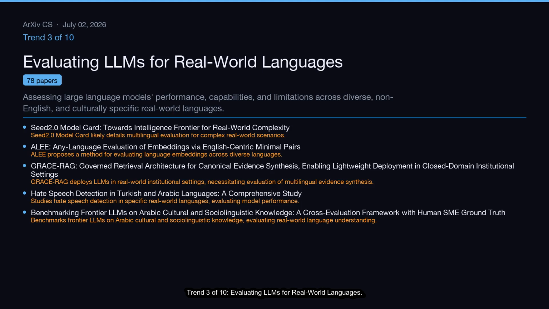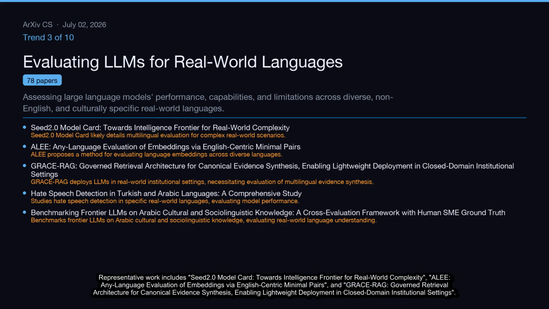Trend 3 of 10, evaluating LLMs for real-world languages. Assessing large language models' performance, capabilities, and limitations across diverse, non-English, and culturally specific real-world languages. This cluster covers 78 papers. Representative work includes Seed 2.0 Model Card, Towards Intelligence Frontier for Real-World Complexity, ALE, any language evaluation of embeddings via English-centric minimal pairs, and Grace RAG, governed retrieval architecture for canonical evidence synthesis, enabling lightweight deployment in closed-domain institutional settings.